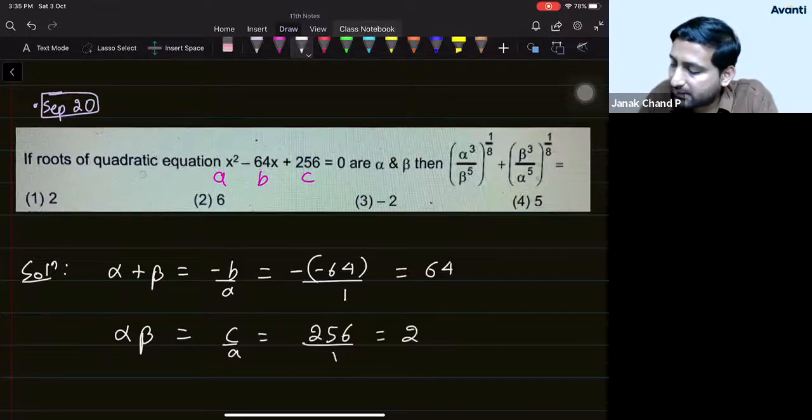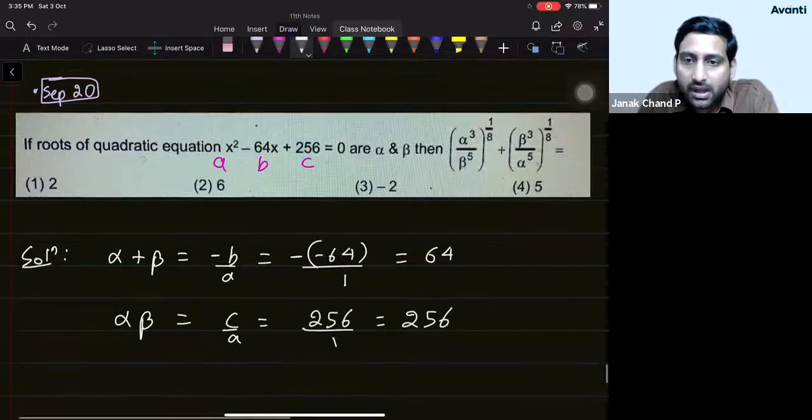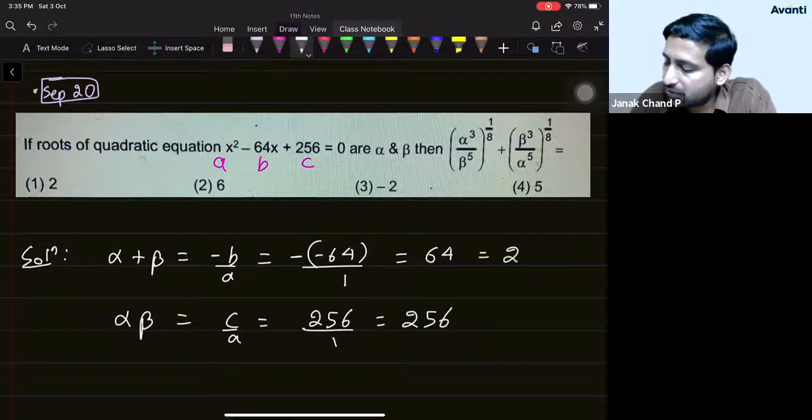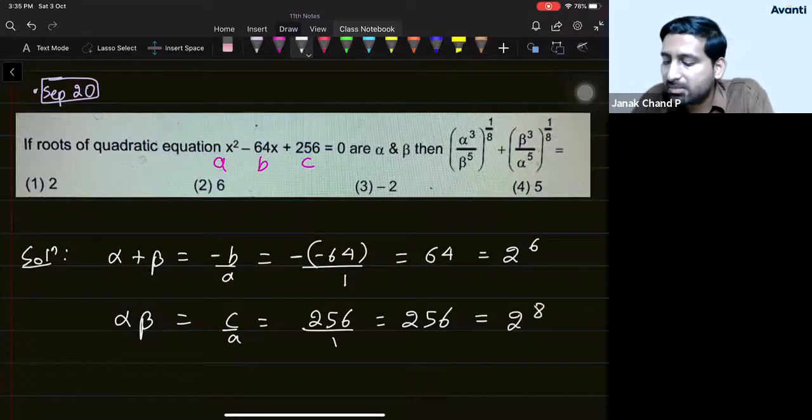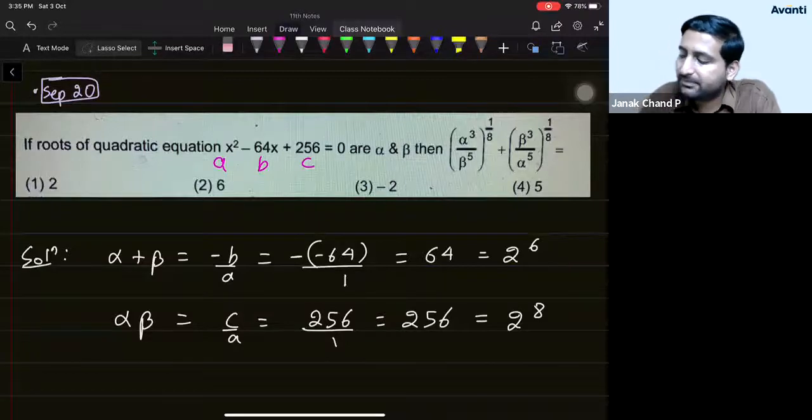That is 256. If you remember that this is 2 to the power of 6, and that this is 2 to the power of 8, that will be more beneficial, right? I have asked you in the beginning of the classes that you need to remember powers of 2 up to 10 and even powers of 3 up to 10. That will be useful. Anyway, even if you don't remember, you can solve this, not a problem.